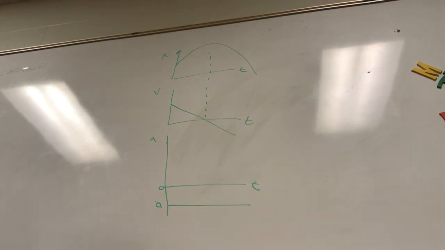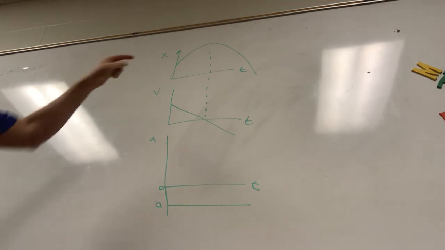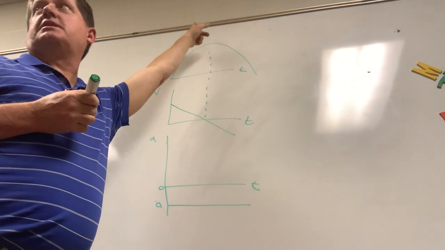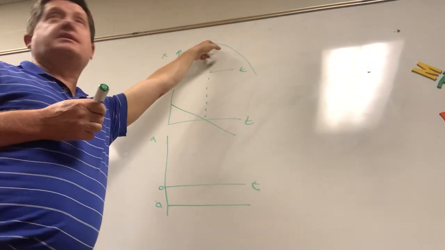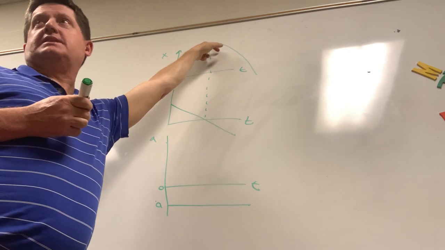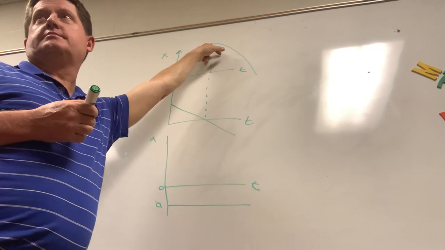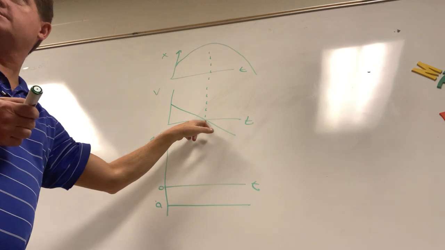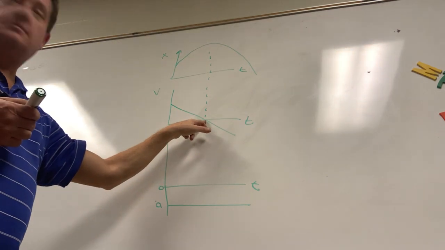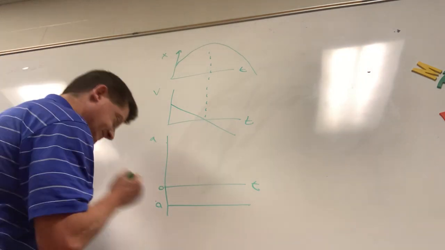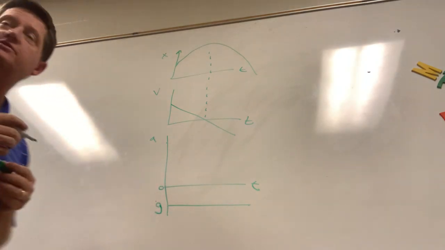For example, a ball thrown in the air. I throw a ball up, it goes up, reaches a peak, comes down. At the peak, my vertical velocity is zero. This is all vertical. My vertical velocity is zero. My acceleration this whole time is negative g, right?